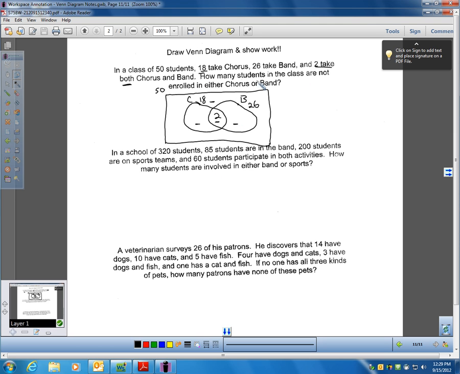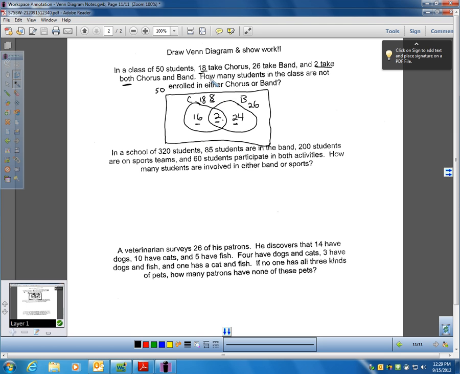Okay, before I answer the question, let's fill out the rest of this. Well, if this is 2, 2 plus what's 18? Well, 2 plus 16 is 18. 2 plus what's 26? Well, that's got to be a 24. If I add this and this together, I got to get 50. Well, let's check. 24 and 16 over here gives me 40. 40 plus 2 is 42, and 42 plus that's 50. That's got to be 8.